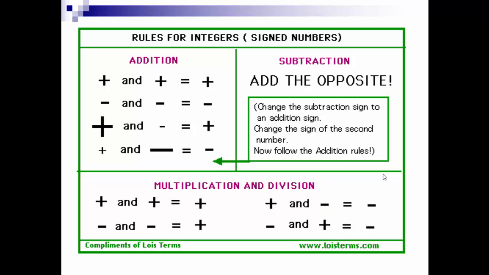Multiplication and division: a positive and a positive is a positive. Positive and a negative is a negative. Negative and negative is positive. Negative and positive is negative. When you have the same sign in multiplication and division, the answer will be positive. Different signs, the answer will be negative. This is what we've been working on in class.